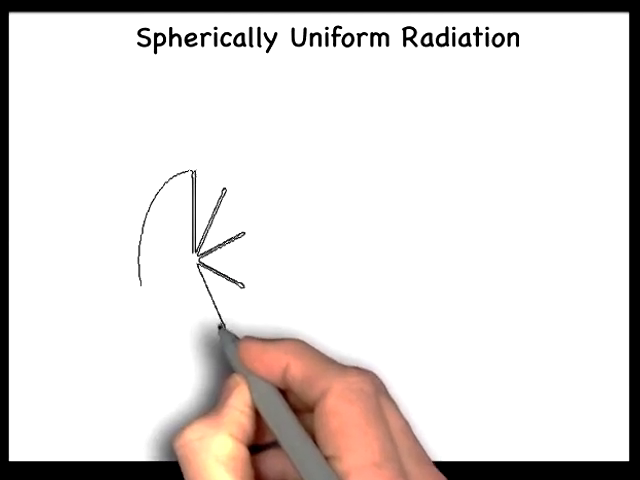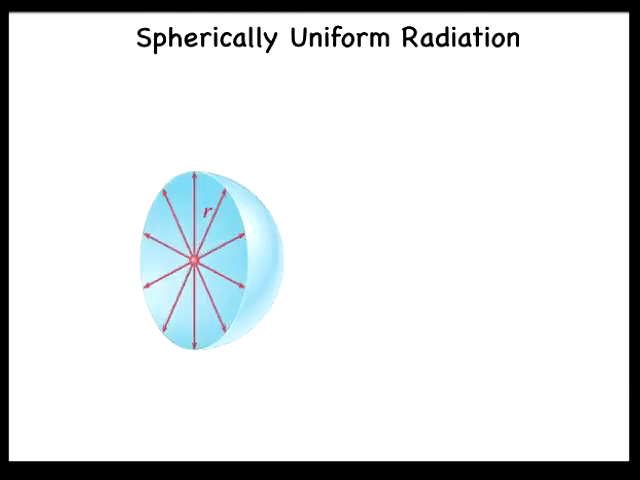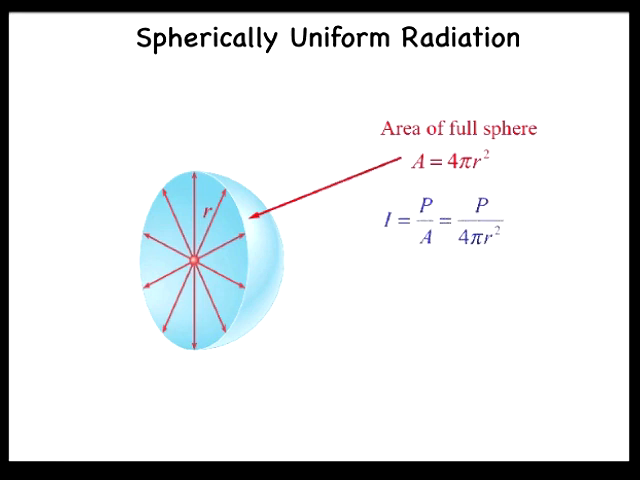If a source emits sound uniformly in all directions, the intensity depends on the distance in a simple way. Here, we see such a source at the center of an imaginary sphere. For clarity, only a hemisphere is shown. The initial radius of the sphere is r. Since all the radiated power, P, passes through the spherical surface of area A equals 4 pi r squared, the intensity at a distance r from the source is I equals P divided by 4 pi r squared.